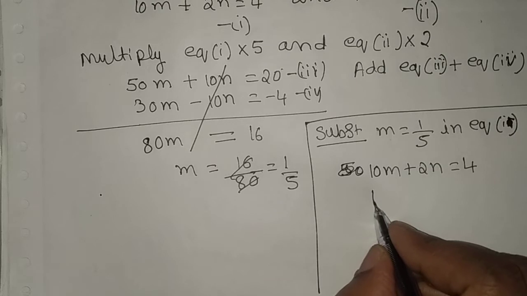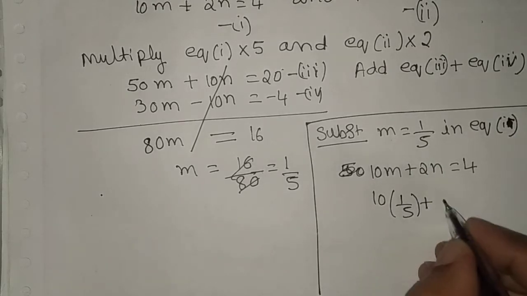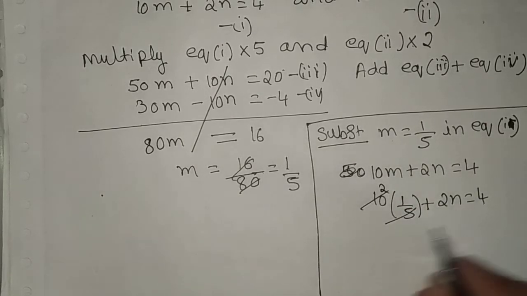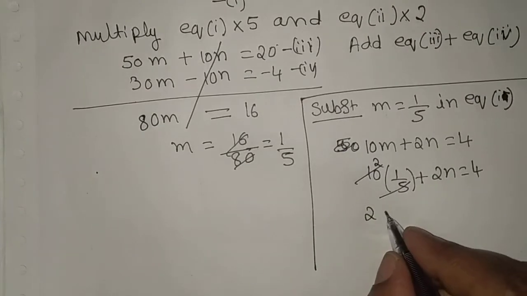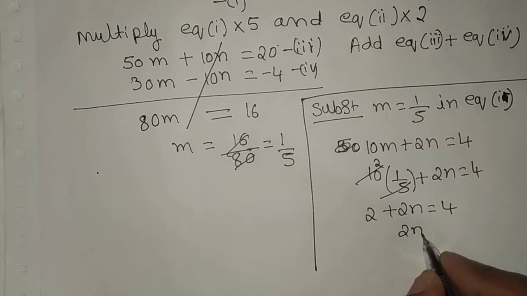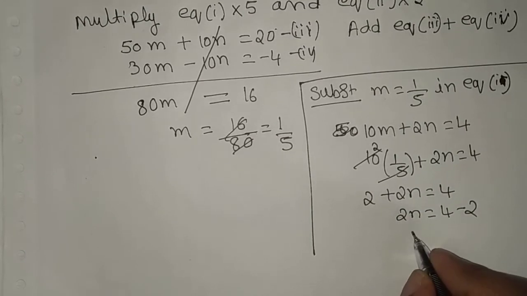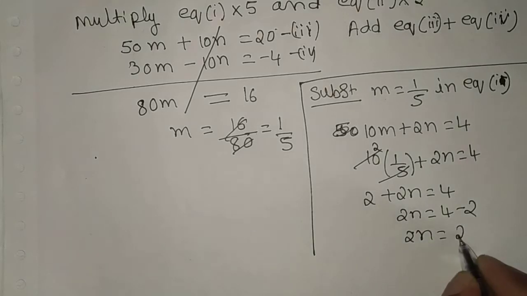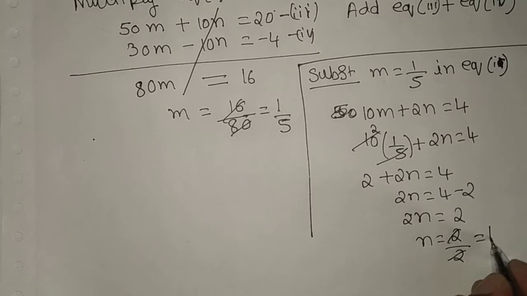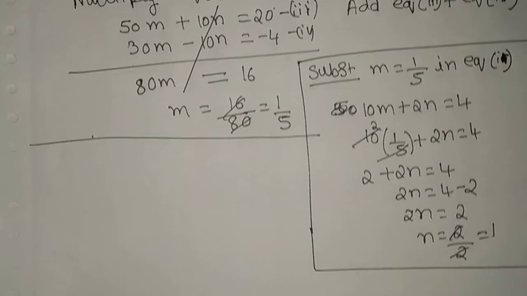So what happens? 10 into m, which is 1 by 5, plus 2n is equal to 4. 10 times 1 by 5 is 2. Then we get 2 plus 2n is equal to 4. Therefore 2n is equal to 4 minus 2, so 2n is equal to 2. Then n is equal to 2 by 2, which is equal to 1. Therefore we are getting n as 1.